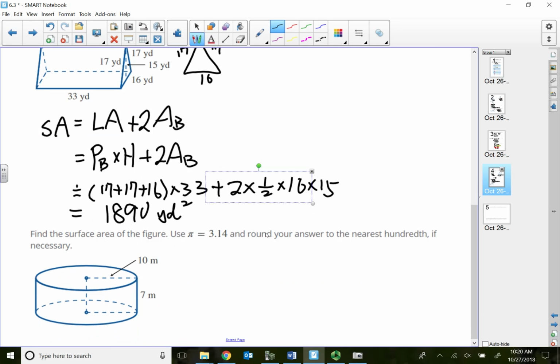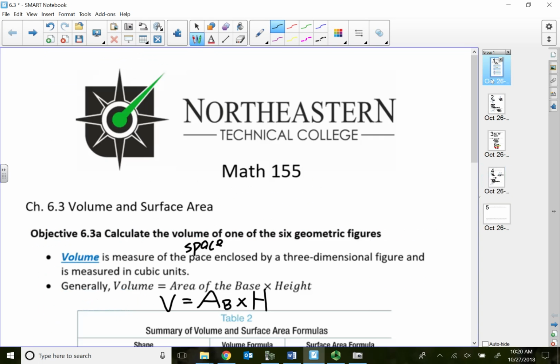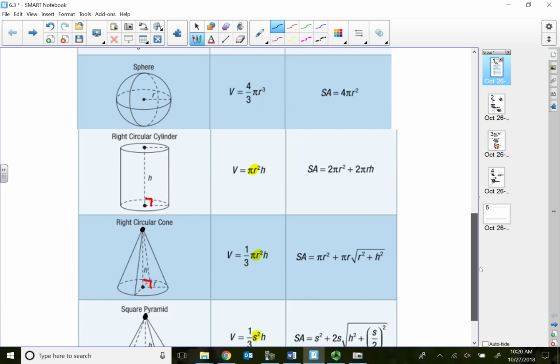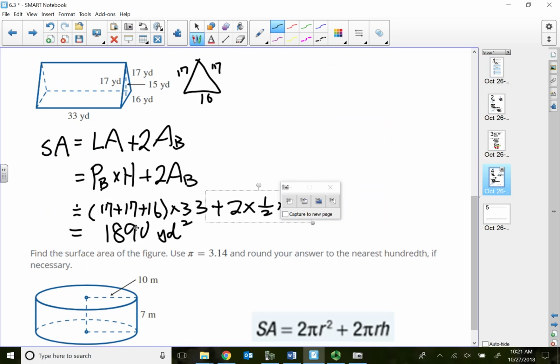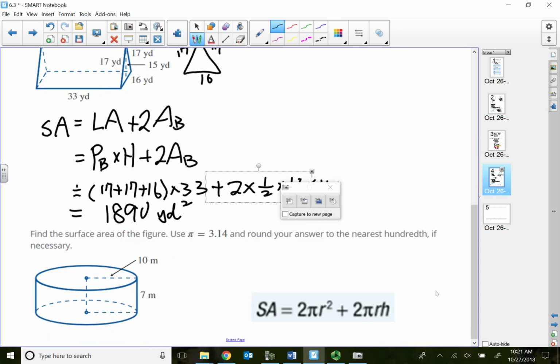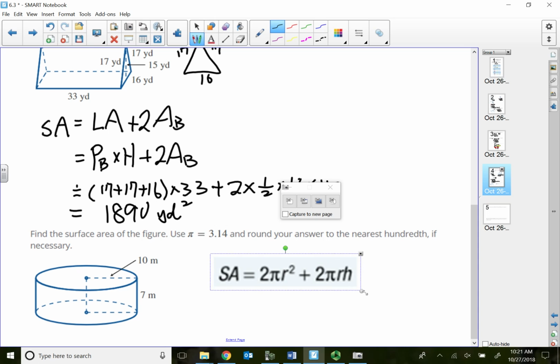All right, find the surface area of my cylinder. This one is very specific. So where do these formulas come from? These formulas are derived from taking the lateral surface area times the height, plus the area of the base. They just simplify the formula down to this.